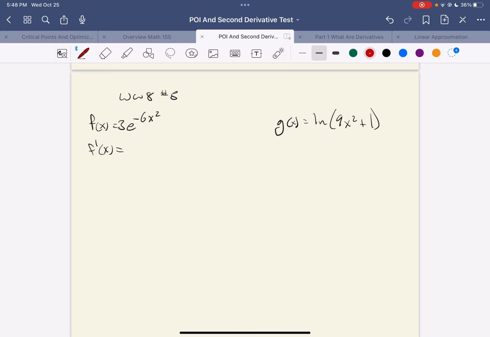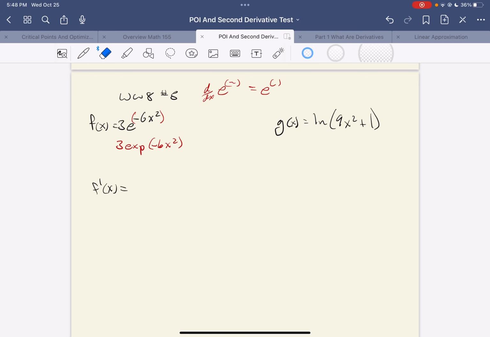Here's the thing. We need to think of f as 3 exp of negative 6x squared. A very common mistake for students is to think the derivative of e to whatever is e to whatever. That's not true. The true statement is that the derivative of e to the power of u of x, where u is some function of x.